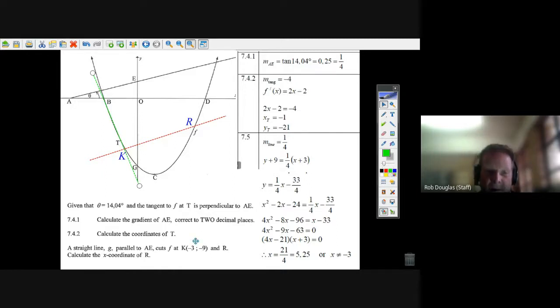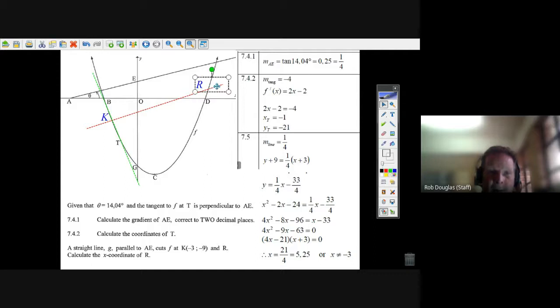Now the next question's a little bit tricky. They say a straight line, we'll call it G. It's parallel to AE, but it cuts through some point K, -3 and -9. Actually, it'd be up here somewhere, but I drew it down here. Maybe I'll move it up to make it, because there's -1. This one would be more likely up here at, yeah, let's say there's R, and there's K at -3 and -9. Anyway, something like that.